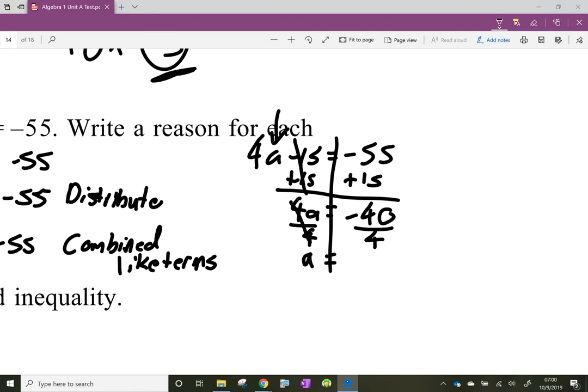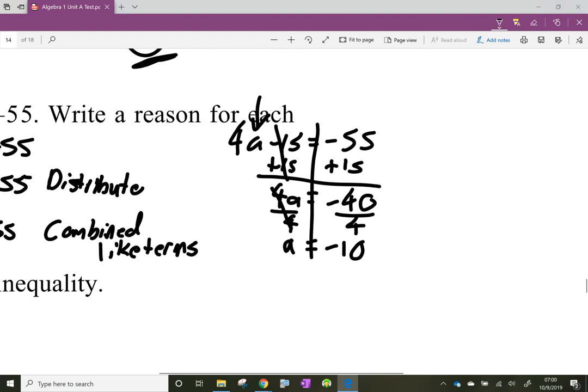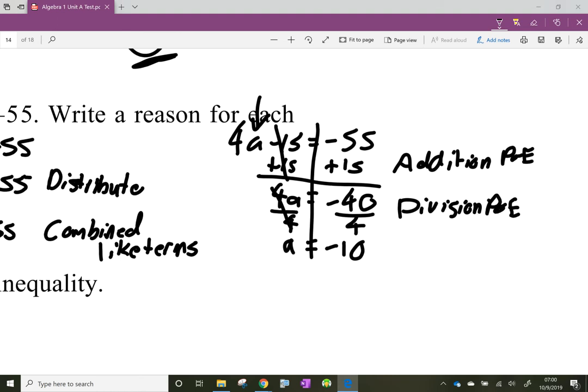So A is going to be equal to negative 40 divided by 4, which makes negative 10. And there's my final answer. Oh, in my work, this is the addition property of equality, meaning that I'm adding on both sides. And this one is the division property of equality because I was able to divide on both sides.